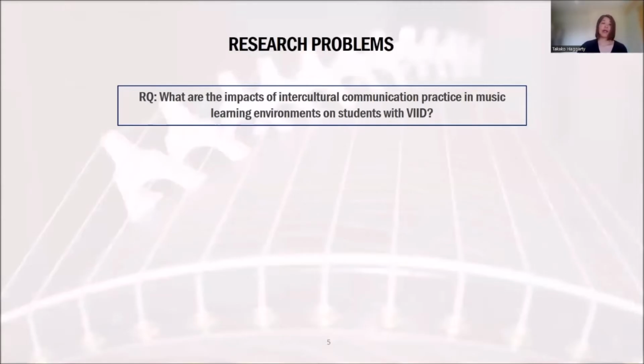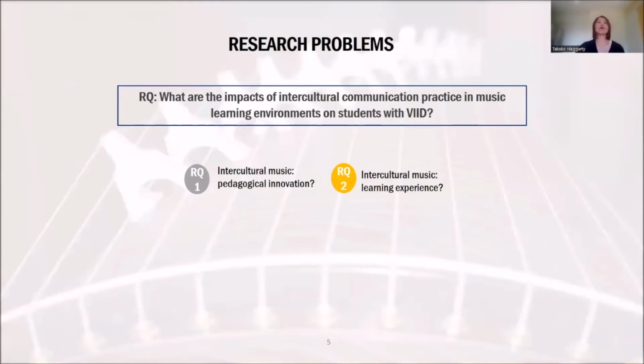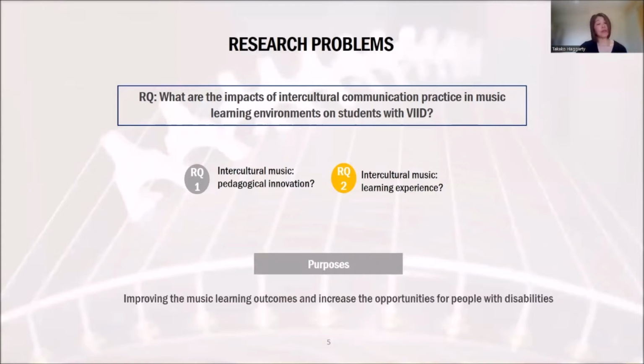My research has been inquiring what the impacts of intercultural communication practice in a music learning environment are on a student with VID, vision impairment and also intellectual disability. Firstly, I look into what sort of pedagogical innovation we can offer from intercultural music education. And secondly, whether the students are happy or not, and what sort of learning experiences students have through intercultural music education. From there, I'd like to improve the music learning outcome and also increase opportunity for people with disability.